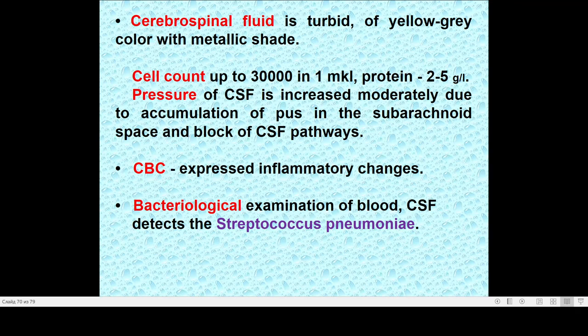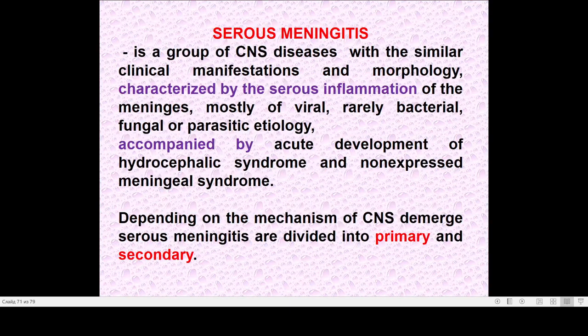Steps for diagnostic: the same microscopic examination, bacteriological research with revealing of streptococcus pneumoniae. Serous meningitis: numerous infectious diseases of the central nervous system with similar clinical manifestation and morphology, but with serous inflammation, serous and not purulent. Mostly viral etiology is responsible for serous meningitis.